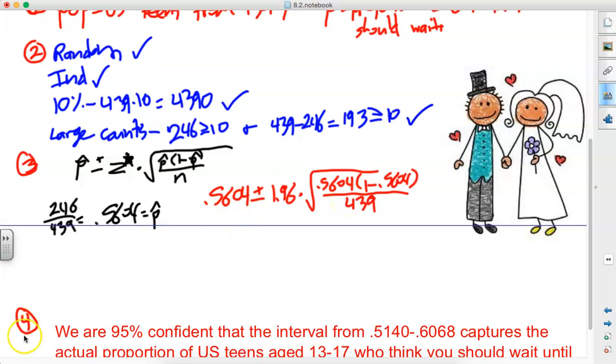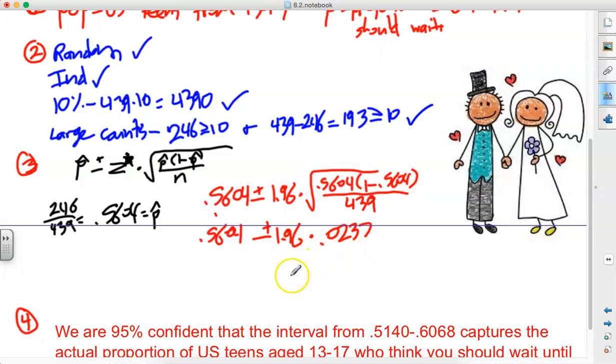All right, let's pause and do that calculation. Divide that, and then take the square root, and we get 0.0237. So we've got 0.5604 plus or minus 1.96 times 0.0237. 0.0237 is our standard error. Now we multiply that by 1.96. Again, try not to round any of your numbers until the very end. Even though I've rounded it here, if you've got a really long decimal, go ahead and multiply that by 1.96. Avoid the rounding until the very end if possible.